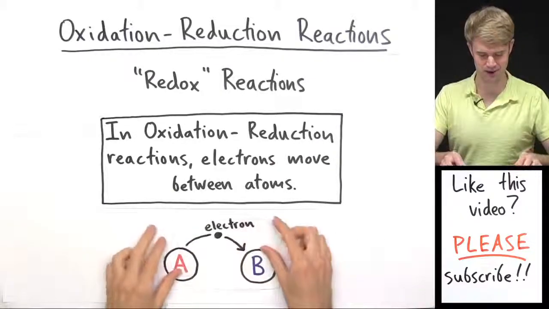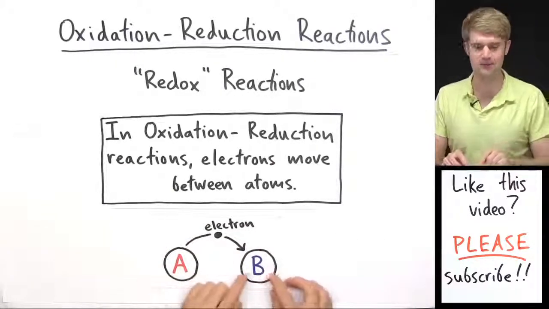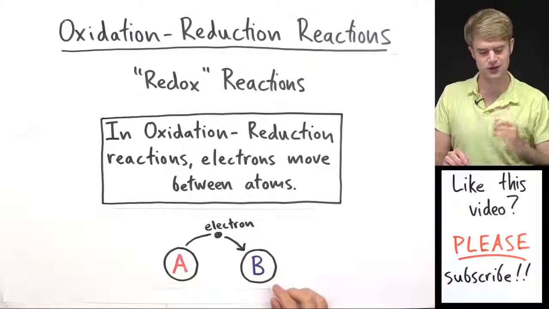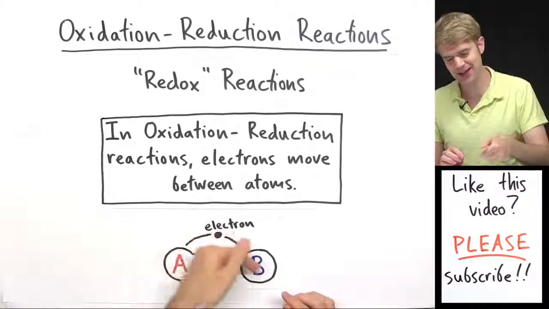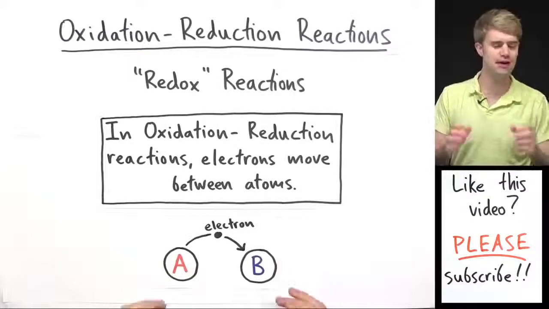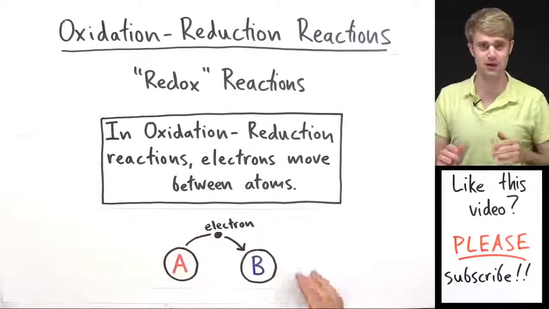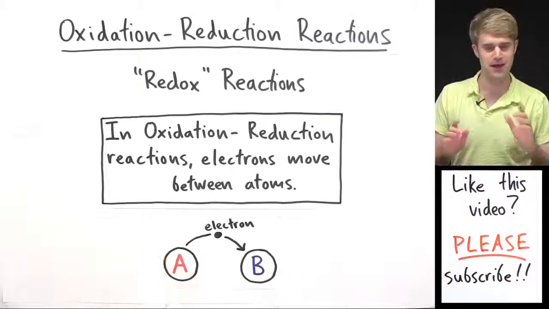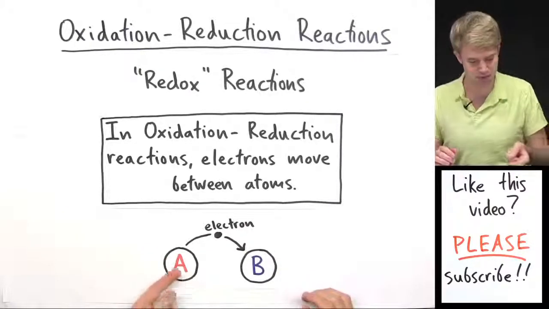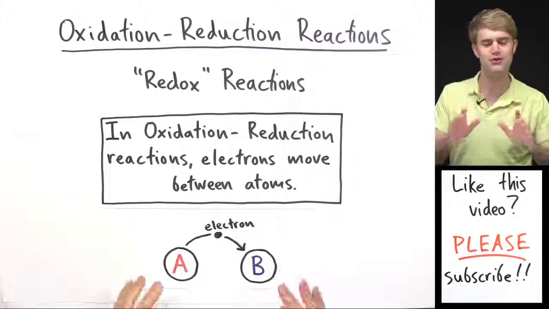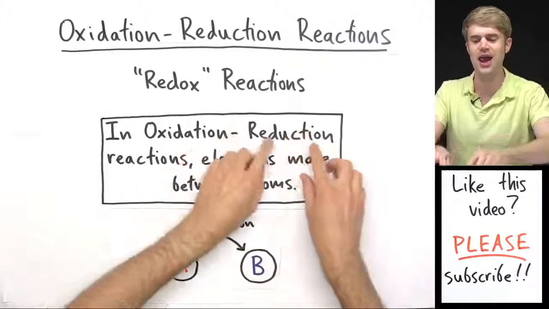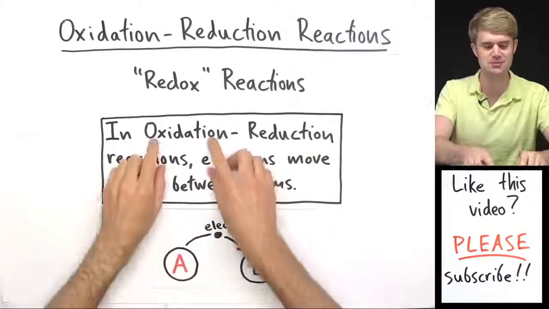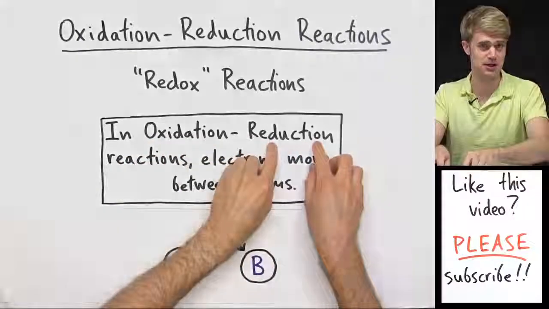Check out this diagram here. We got atom A and atom B, and there's an electron moving out of atom A into atom B. So this is definitely an oxidation reduction reaction because there's an electron moving between the atoms. Now, we can describe the movement of this electron using the words oxidation and reduction. So let's learn specifically what both of these mean.